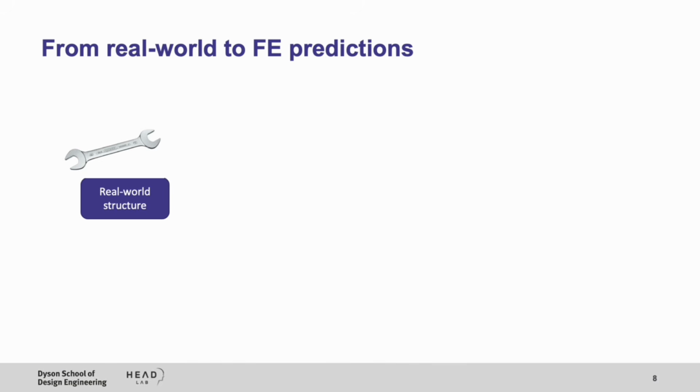If we start from the real-world structure, like this spanner that is used to turn nuts and tighten joints, it undergoes a certain amount of deformation and internal stress. In order to build a finite element model of this spanner, first we need to have a CAD model or the geometry of this defined virtually in the computer.